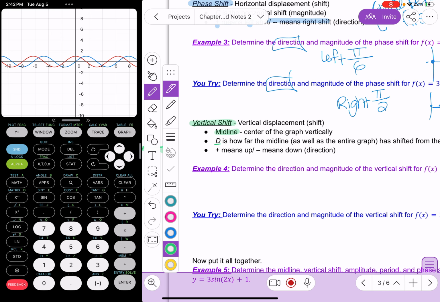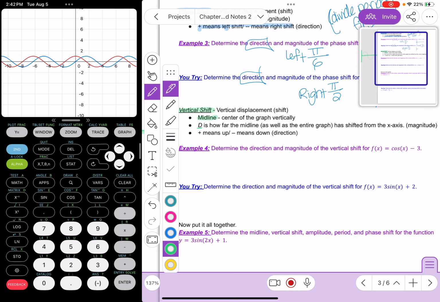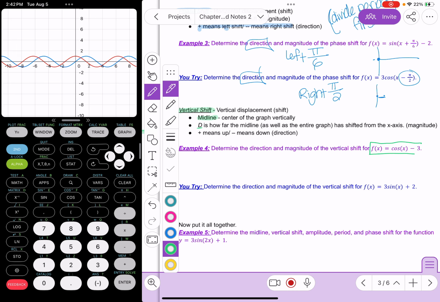So all of these transformations are the same transformations we talked about with other functions. We just give them different names in trigonometry for whatever reason. So if we look at this equation, at the end, we have a minus 3. That just means we're going to shift our midline down 3. So if you do the "you try," what would you do at the end of this function? You would shift up 3.